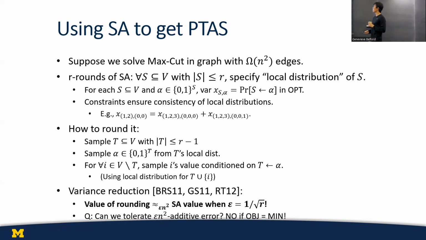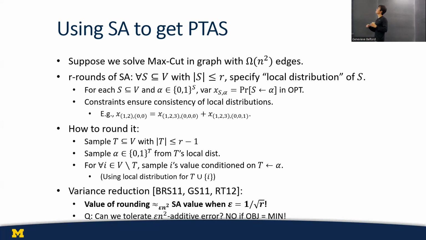We're not going to prove how it works, but this was done around 2011. These analyses show that if you do this rounding, the value of the max cut that you get will be close to the value that the LP gives you, which is good news. But there is an additive error of epsilon times n squared, where epsilon is 1 over the square root of r. As you increase r, one can make epsilon a small enough constant, but your error is still epsilon times n squared.